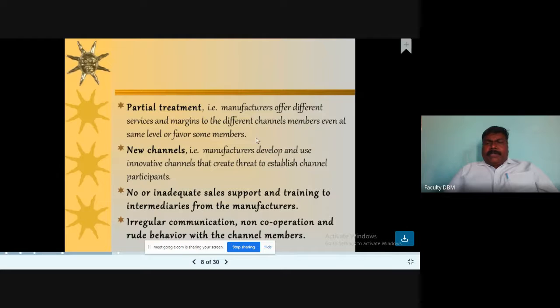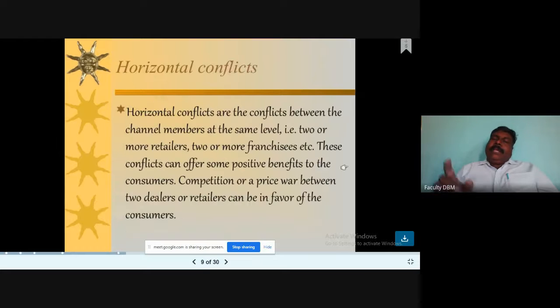Partial treatment: manufacturers offer different services and margins to different channel members even at the same level. New channels: manufacturers develop and use innovative channels that create a threat to the existing channel. If you appoint some other person alongside the existing person, there will be a conflict. Conflicts normally happen without reason, and with a reason there will be even more conflict. Also irregular communication, non-cooperation, rude behavior, and inadequate sales support and training to intermediaries lead to conflicts. These are vertical conflicts.